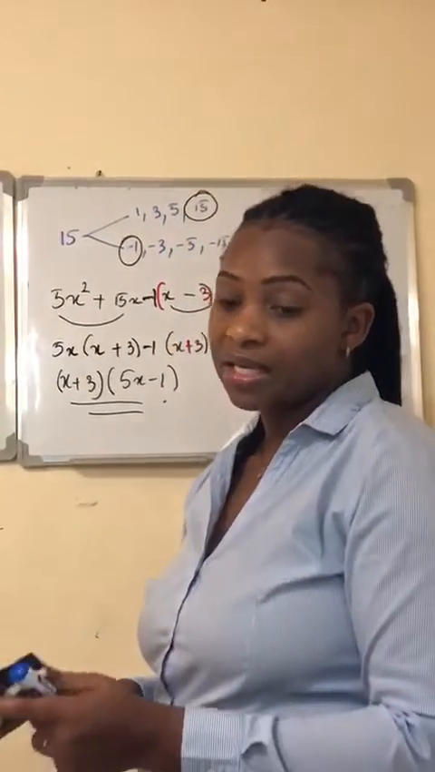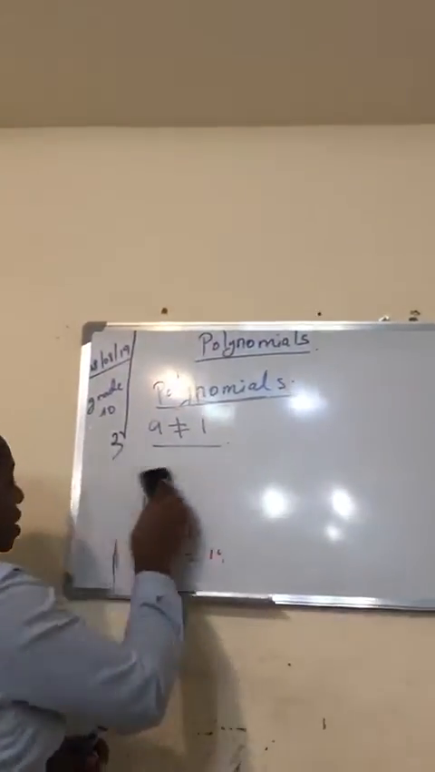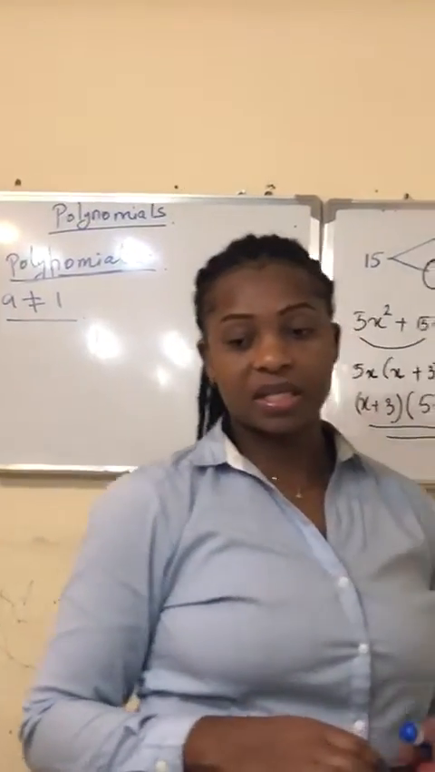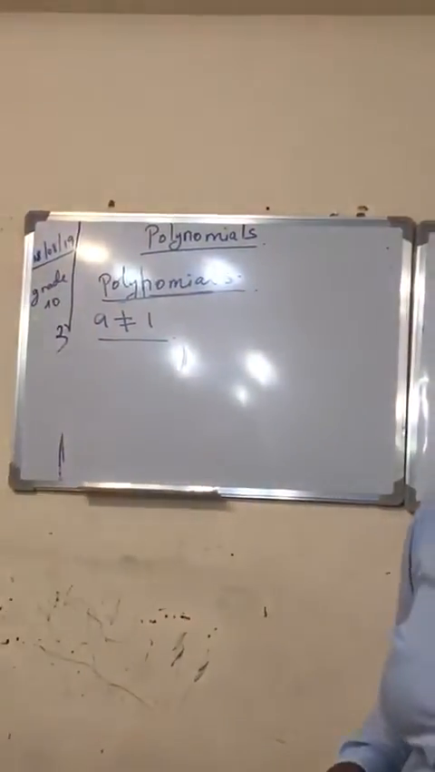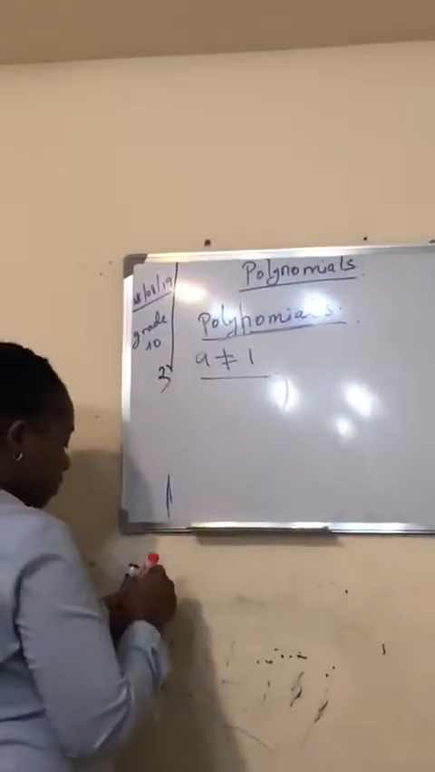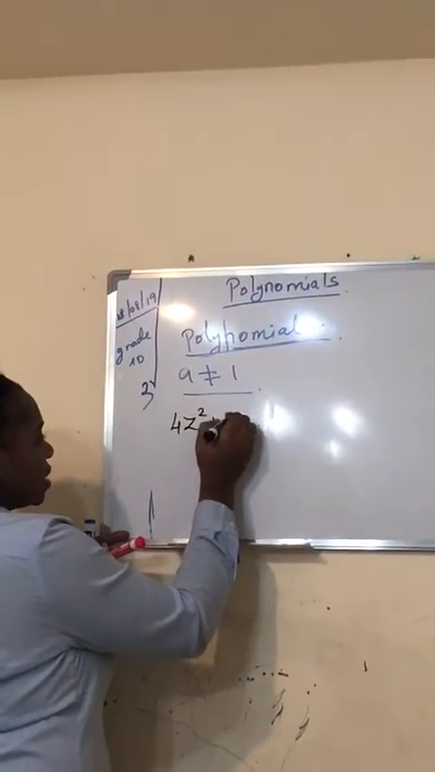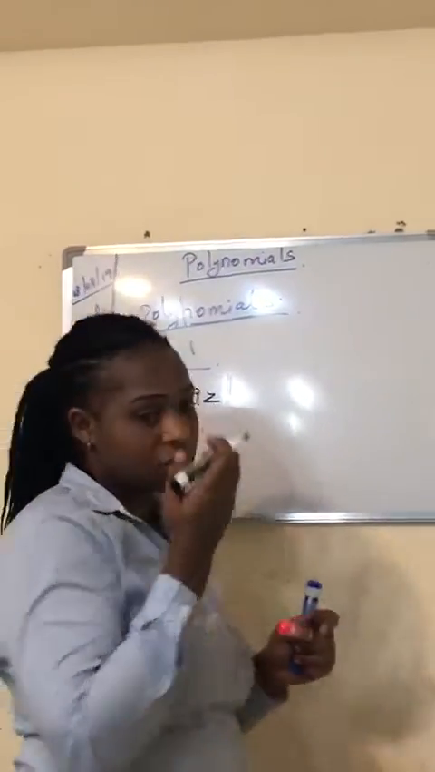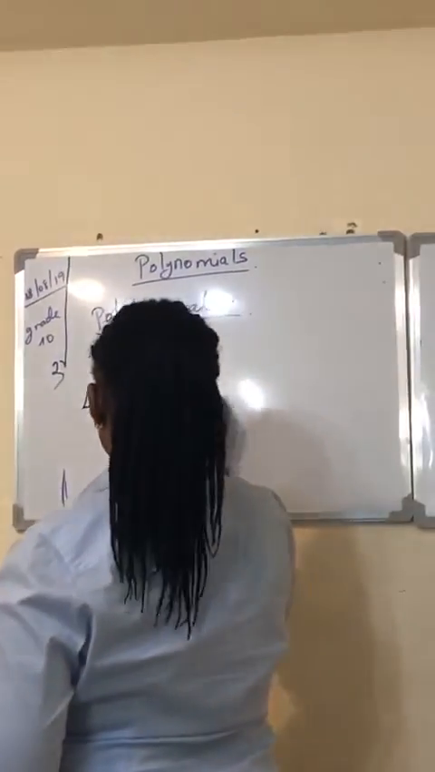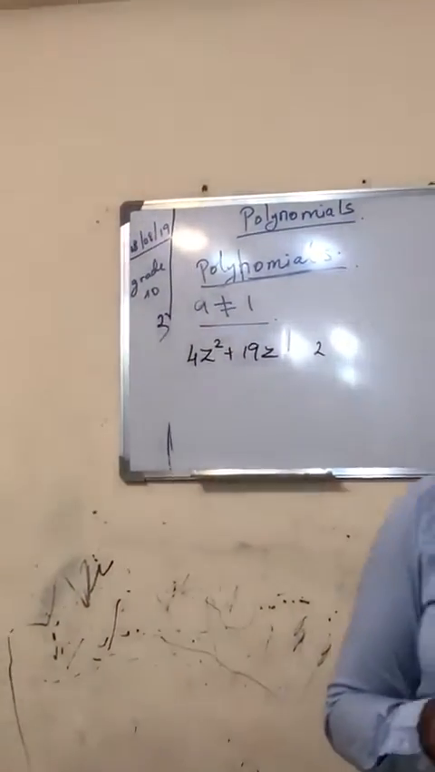Now let's look at another example when the coefficient of the first term in the trinomial is different from 1. We have 4z squared plus 19z plus 12.